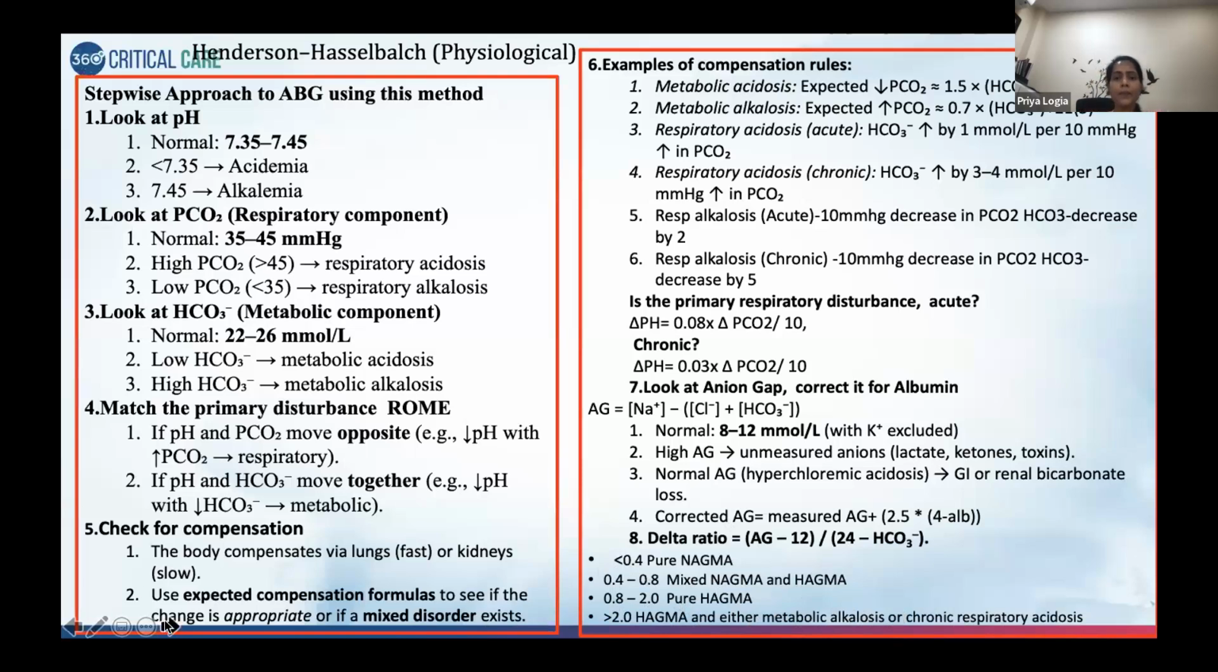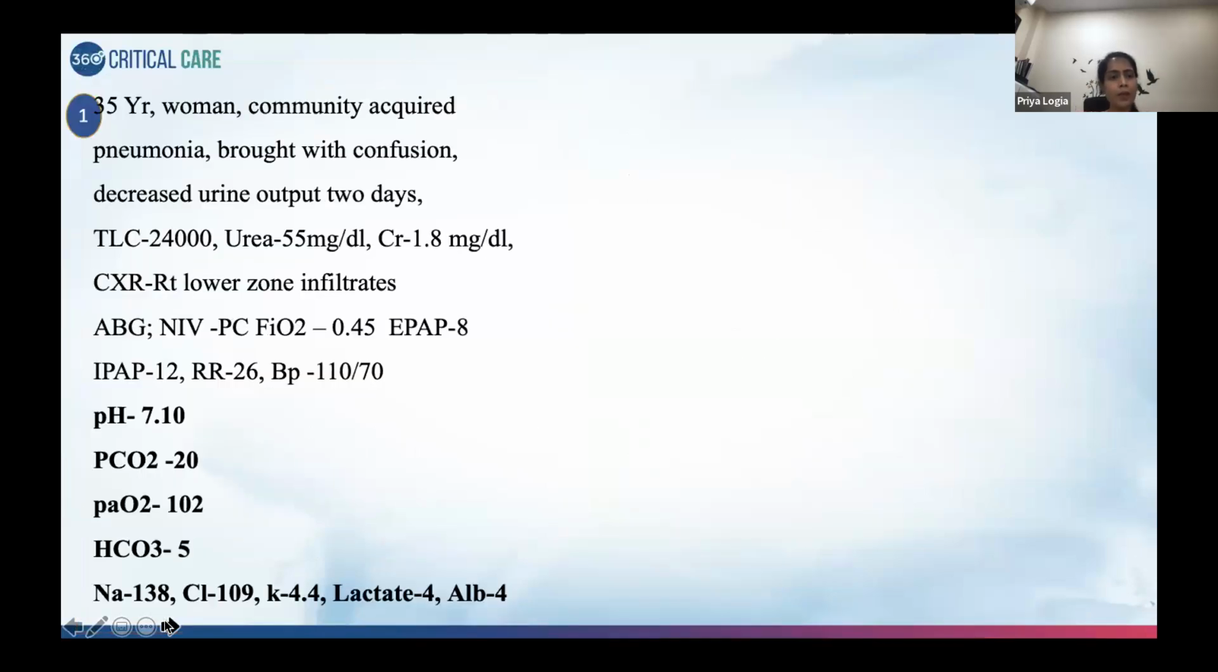So we'll take the ABGs one by one. A 35-year-old woman, community-acquired pneumonia, brought with confusion and decreased urine output for 2 days. TLC 24,000, urea 55, creatinine 1.2. X-ray shows right lower zone infiltrates. She's on NIV with 0.45 FiO2, pH 7.10, PCO2 20, PaO2 102, bicarb 5. Anybody who wants to mention the diagnosis?